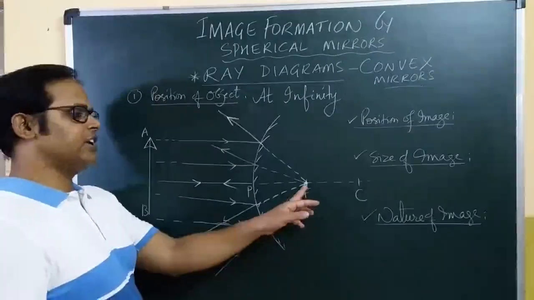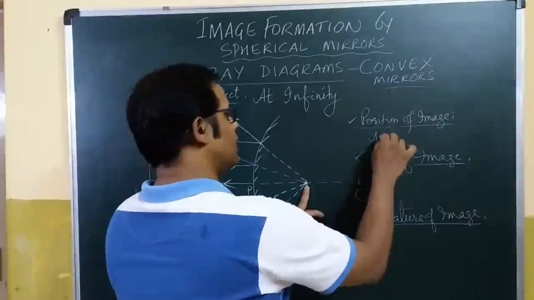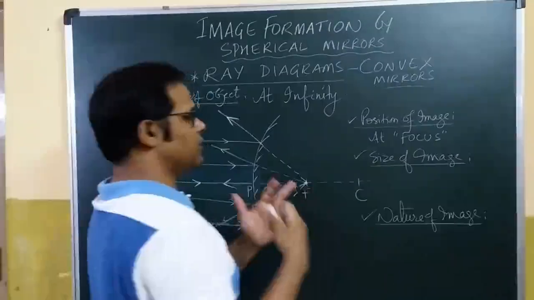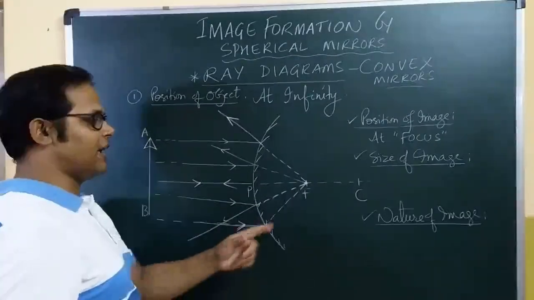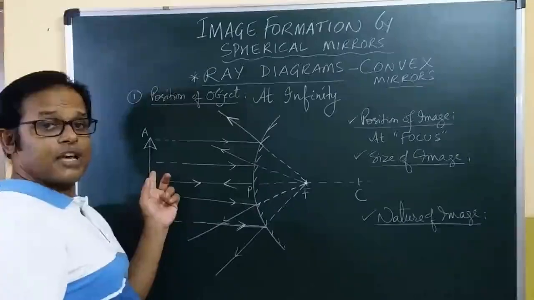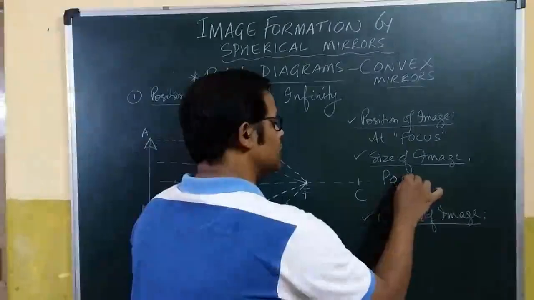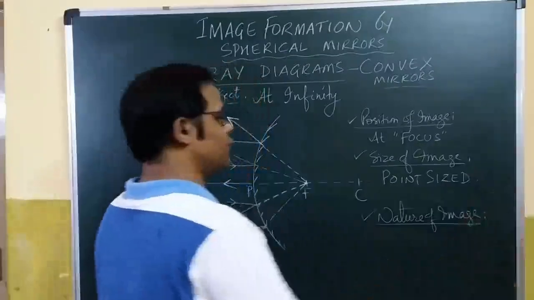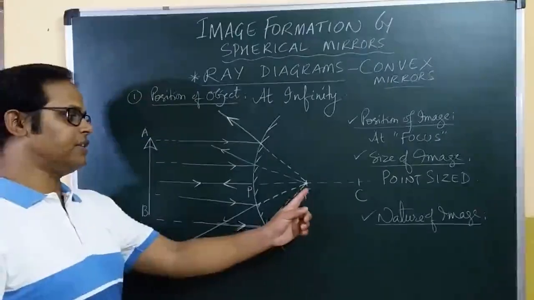So where is the image forming? Definitely, position of the image, we will say the image forms at the focus F, just like your first ray diagram for concave mirror. What about the size of this image relative to the size of the object? Definitely point size, or you could have also said highly diminished image. Extremely small image is formed at this point.